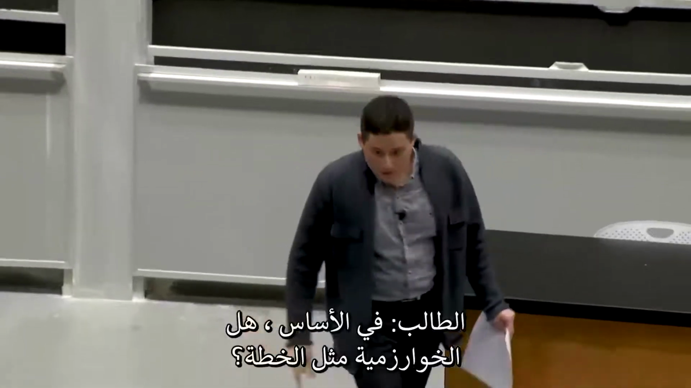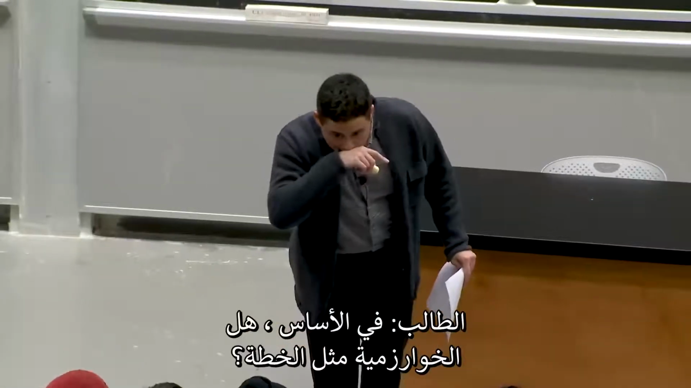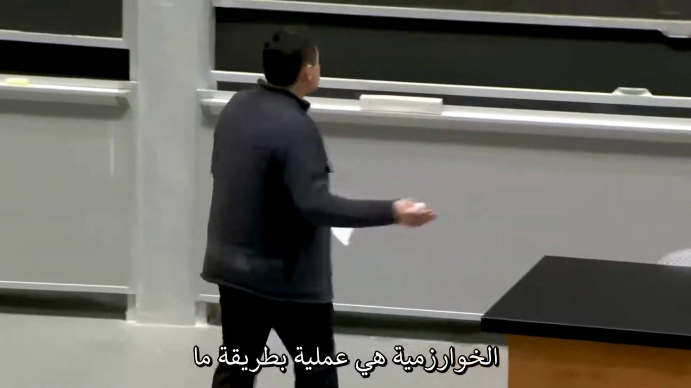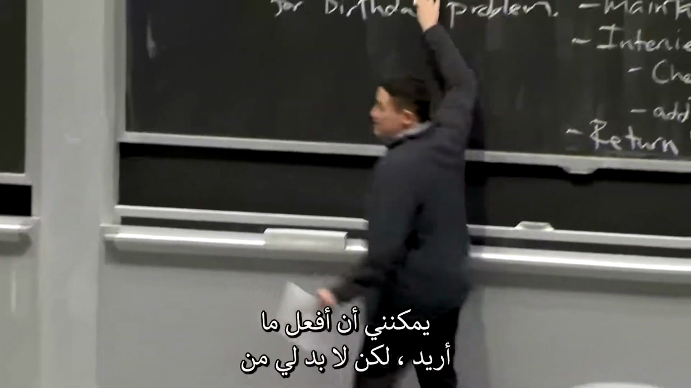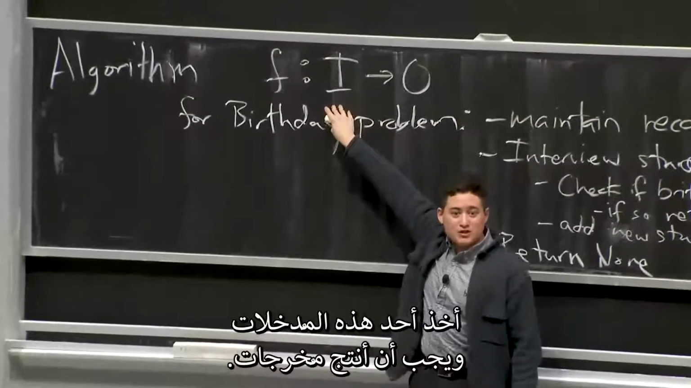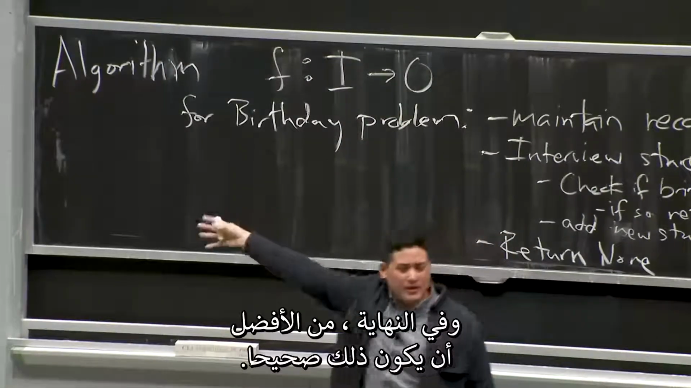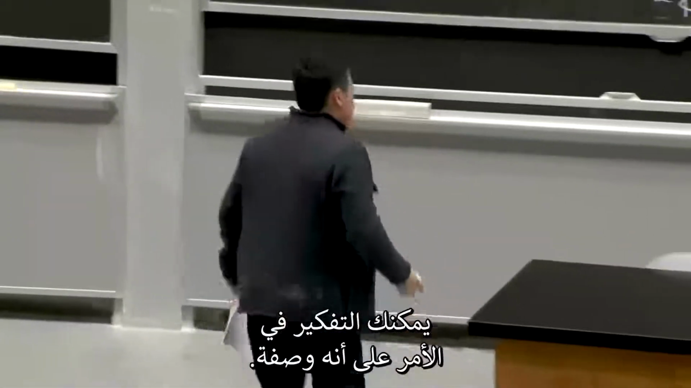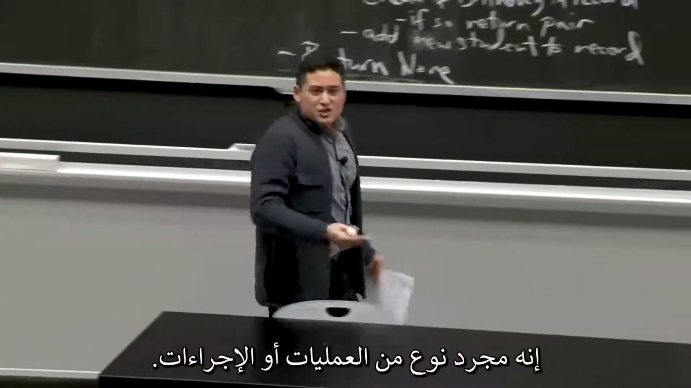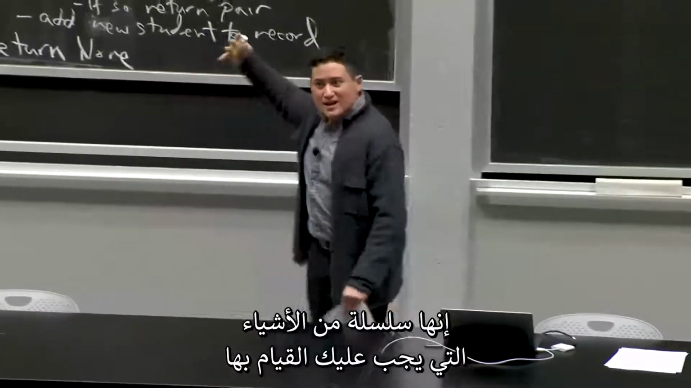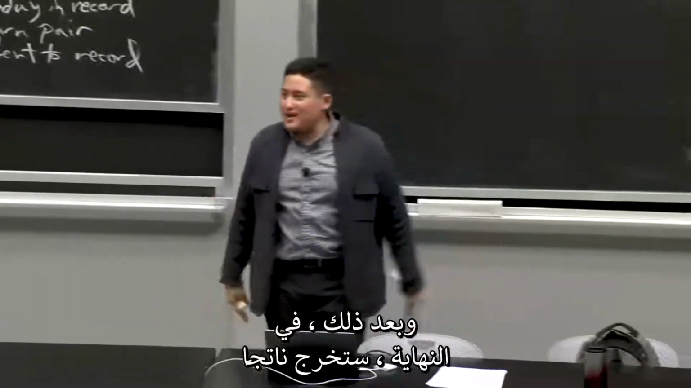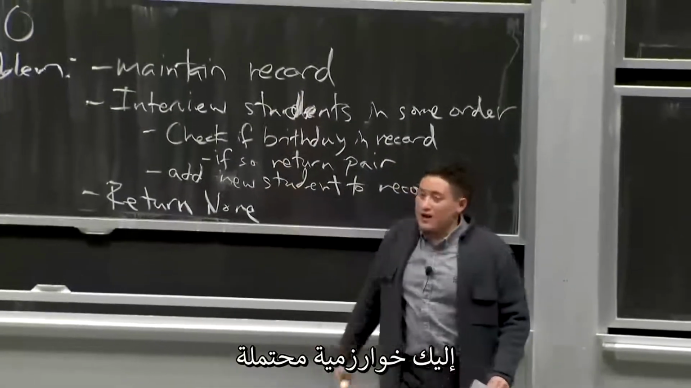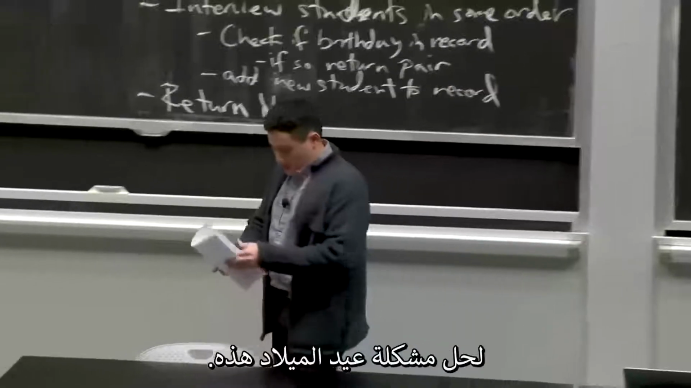So basically, is an algorithm like a plan? Yeah, an algorithm's a procedure where I can do whatever I want, but I have to take one of these inputs, and I have to produce an output, and at the end, it better be correct. So it's just a procedure. You can think of it as a recipe. It's a sequence of things that you should do, and then at the end, you will return an output. Okay, so here's a possible algorithm for solving this birthday problem.